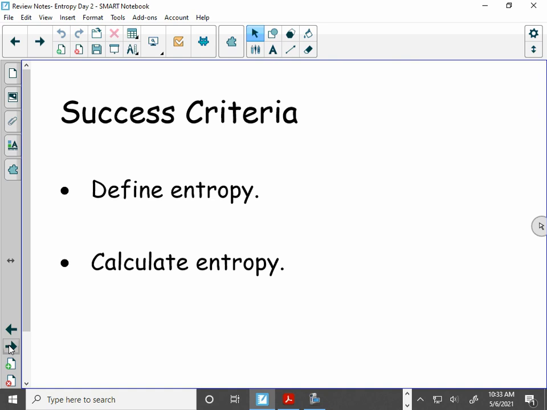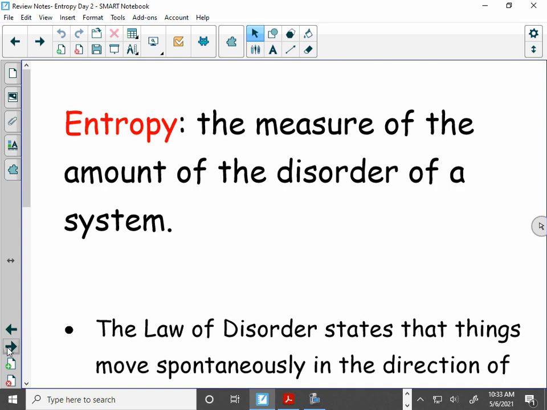So you're going to need to have your data table out. So grab that data table. Now, what is entropy? Entropy is the measure of the amount of disorder of a system. So the higher the entropy, the more disorder. The lower the entropy, the less disorder or more order.